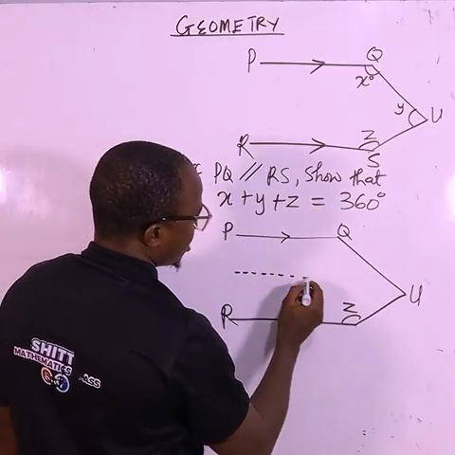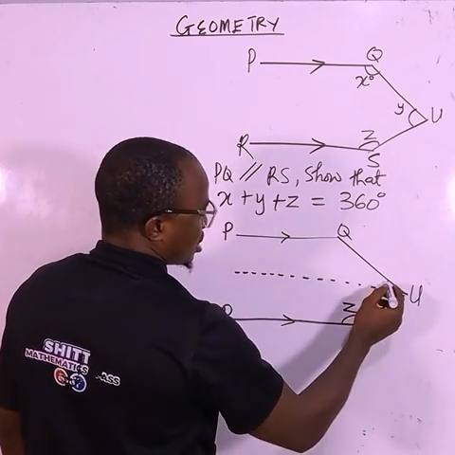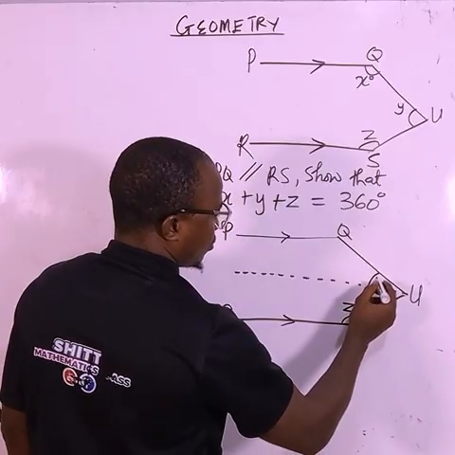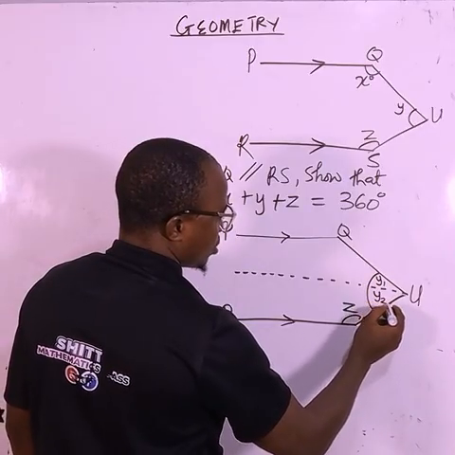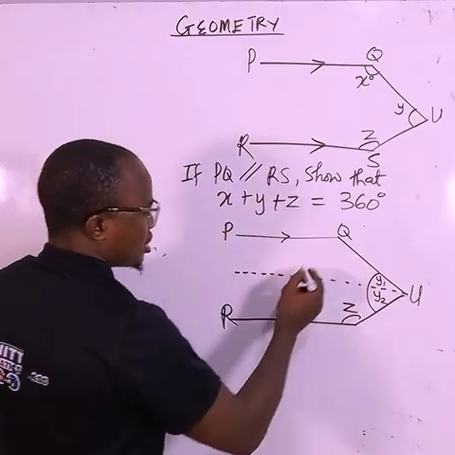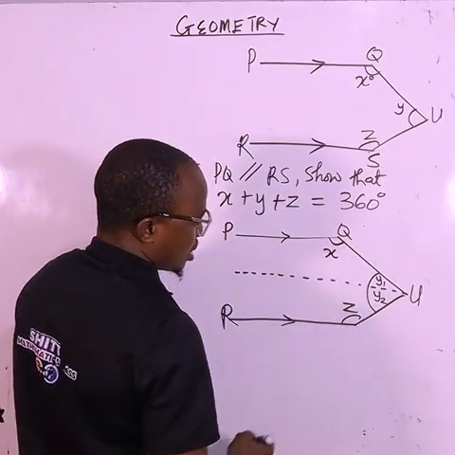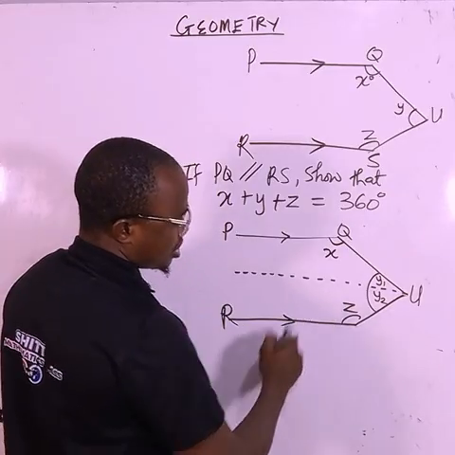Let me break it like this, so that this Y, I'm going to have this to be Y1, and this to be Y2. Understand? Then this will be X, all right? And this will also be Z.